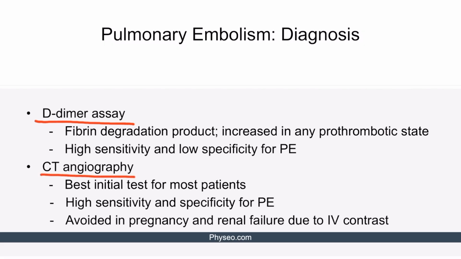CT angiography is also performed as an initial test in high-risk patients. It has a high sensitivity and specificity for pulmonary embolism. However, CT angiography is avoided in pregnant women and patients with renal failure due to the IV contrast needed in this procedure.